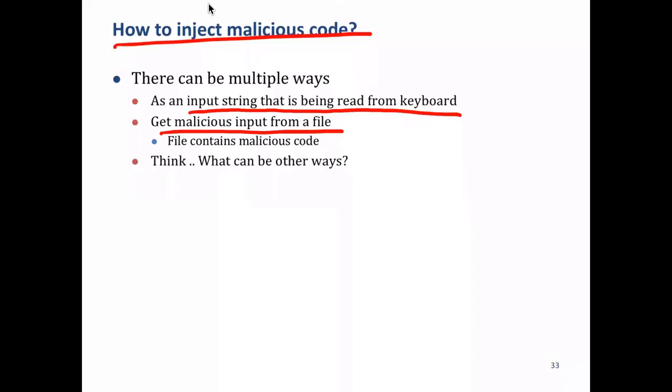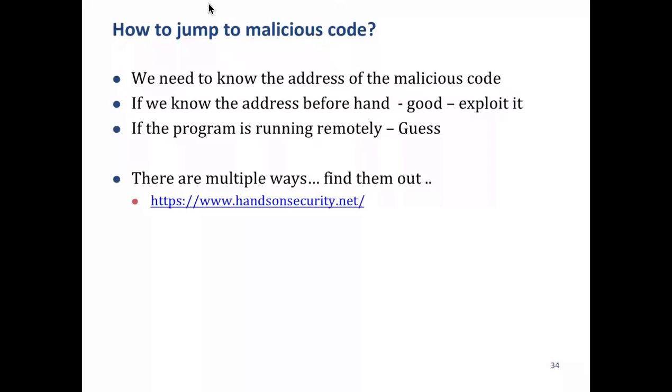If you open a file and you are reading from it, and somehow malicious code is available in the file, or you make it available in the file if you want to hack a system, then that can get copied into memory. So you can manipulate code injection simply by copying data from a file, and there are many other ways which I have not mentioned. So please think about it. Now the question yesterday somebody was asking was how to jump to malicious code.